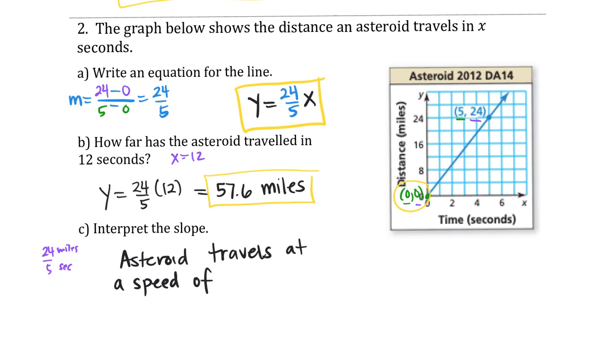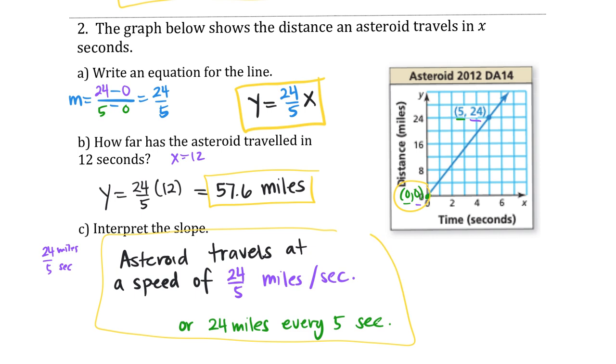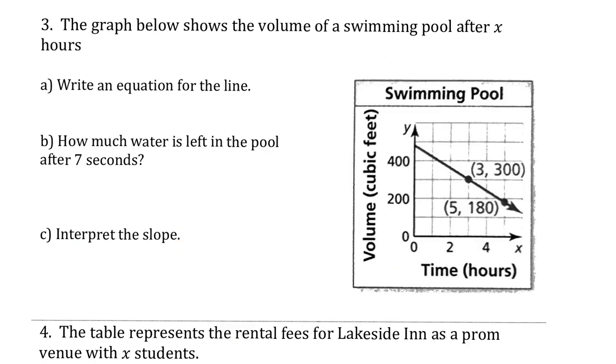Okay, I'm going to write it two ways, and you can decide which way to do it. One is you can just take the slope the way it is and say, okay, it goes at 24 over 5 miles per second. Okay, that's option one. Or you could say the asteroid travels 24 miles every 5 seconds. It does not matter to me which one you write. Pick one and do it the same way every time.